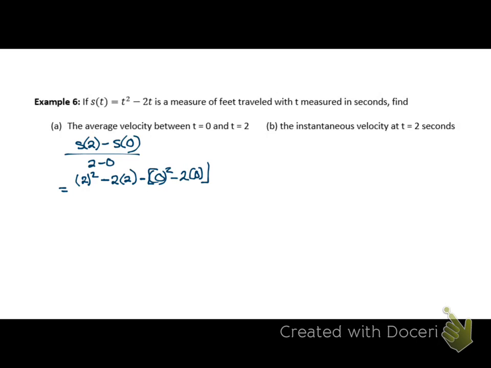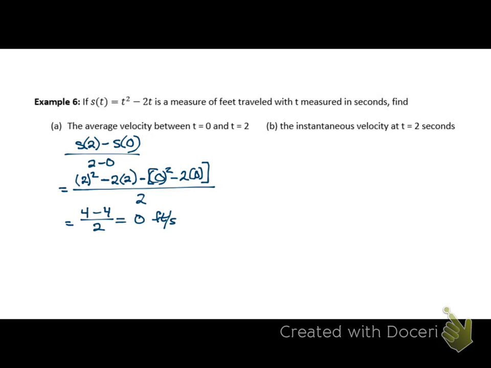Well, you know what that is. That's just 0 all over 2. 2 squared is 4. 2 times 2 is 4 over 2. So that's 0 over 2, which is just 0. So it's 0 feet per second.